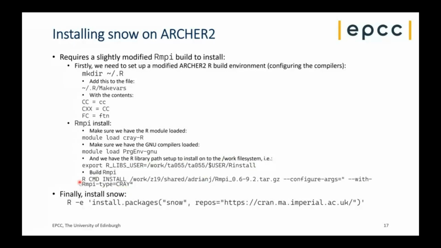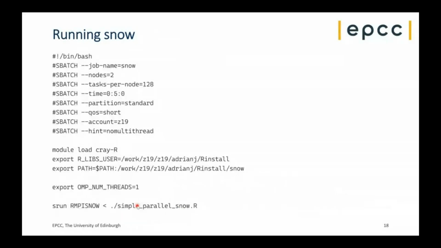And then we can run this command here, our CMD install. We've already downloaded a version of Rmpi for you, and that will install it on the Cray system here. And once that's there, you can then install the Snow package directly with R like this, and that gets you set up to use this on ARCHER2. And then once we have that built, then we can just run our Snow job as a standard batch system job here, using something like this.